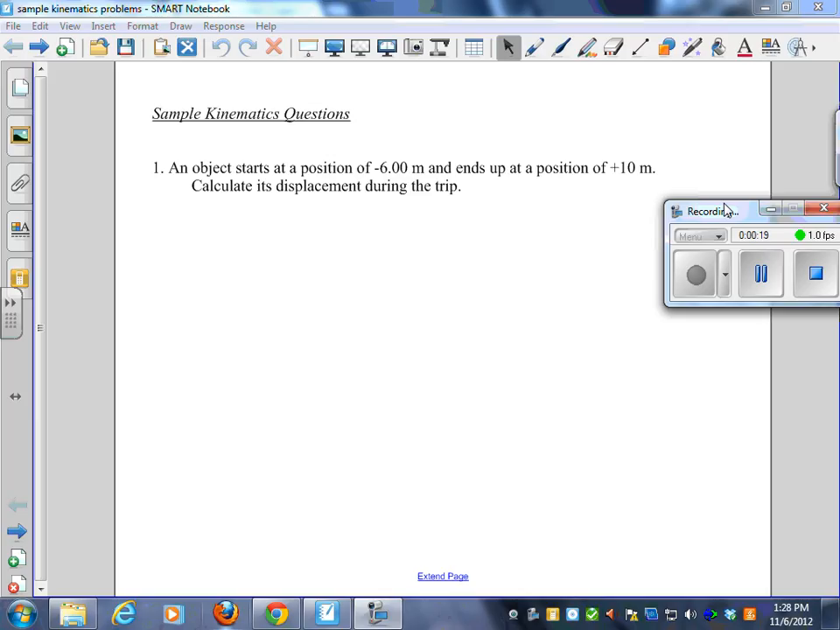So we've got an object starting in a position of -6. It ends up at a position of +10. Calculate its displacement during the trip. So pretty simple. We are looking for delta D. And the formula for delta D is final position minus initial position, right? Where you ended up, subtract where you started.